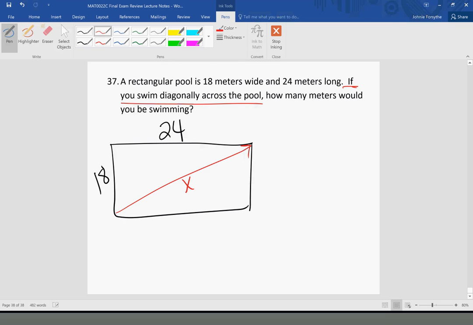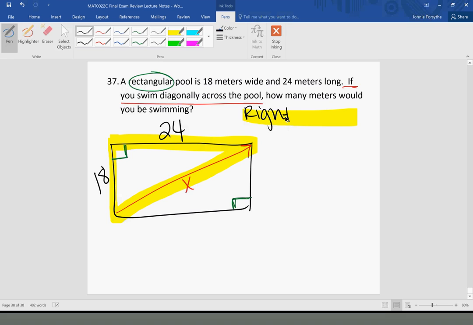So we don't know that. It's going to be x. Now, it's a rectangular pool, so I have a right angle. All the angles are right angles. So that means this is a right triangle. And the reason why that's important is that we can use Pythagorean theorem for this.